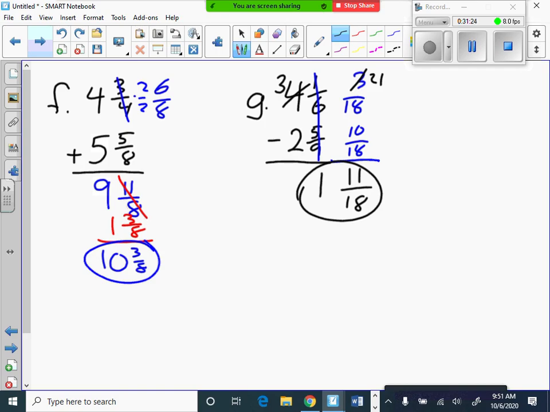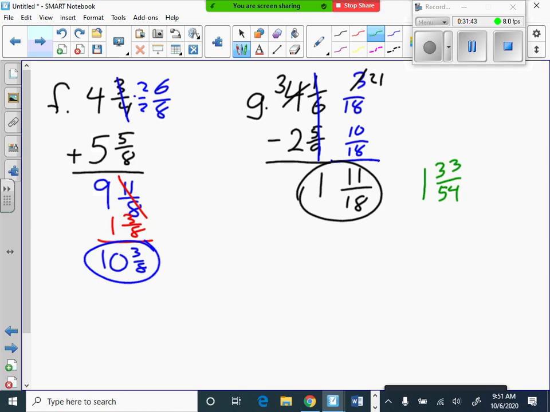Yes. For G, I accidentally did, instead of 18, I put 54. Okay, but that would have been okay. So if you did 54, that would have been what? Times 3? So 33 over 54? Yeah. Now let's look at that real quick. 1 and 33 over 54.